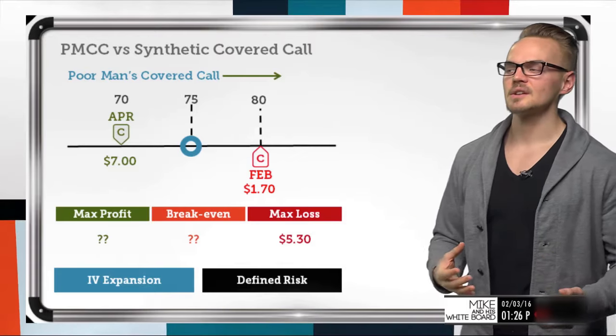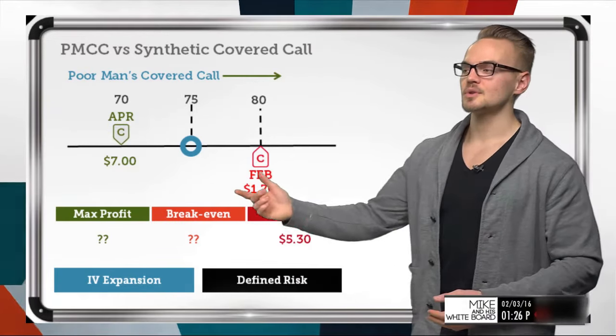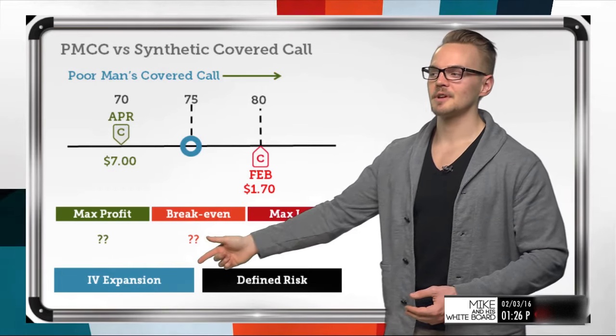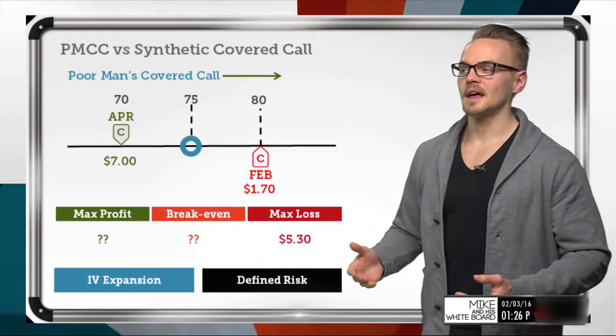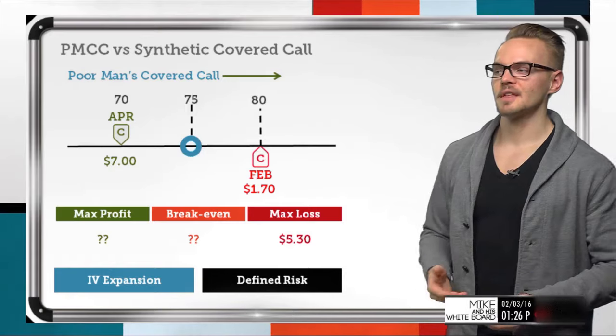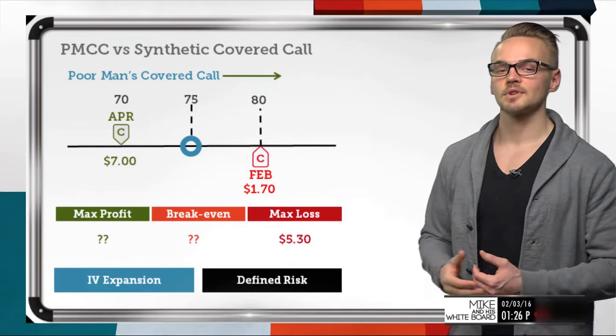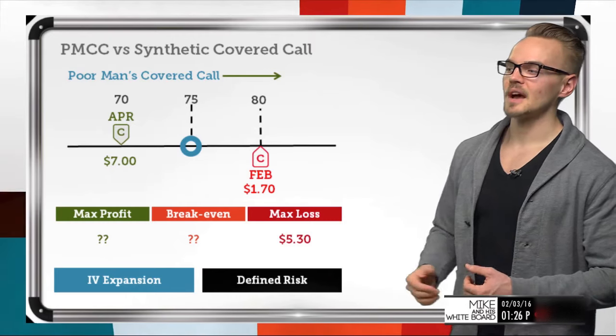If implied volatility is super low and we're able to create a directional assumption with a diagonal spread and benefit from an IV expansion, then this might be a better alternative than maybe a standard covered call or a synthetic covered call. Additionally, we've got defined risk.